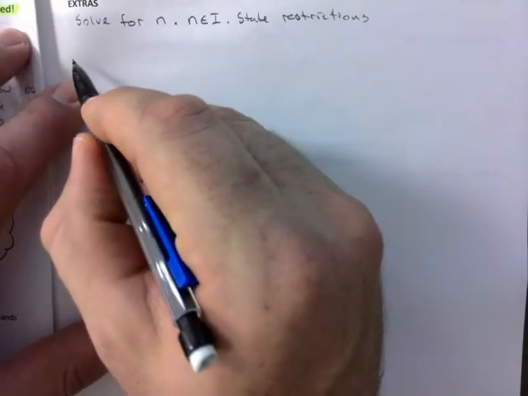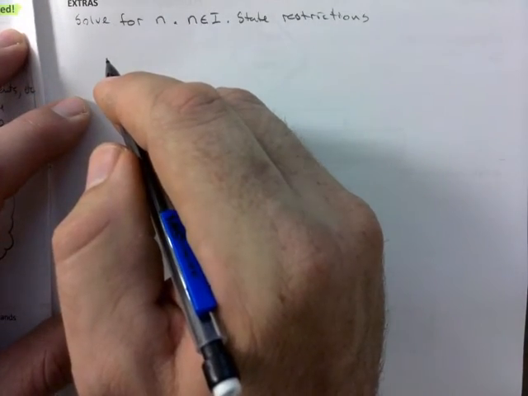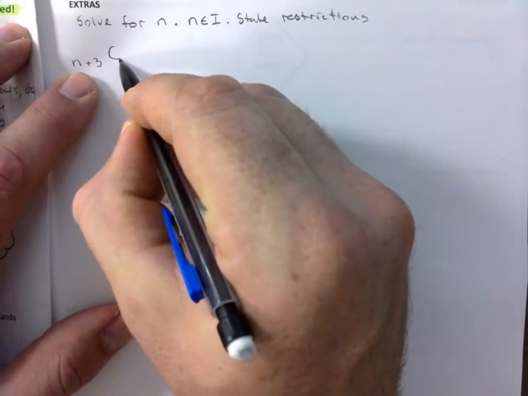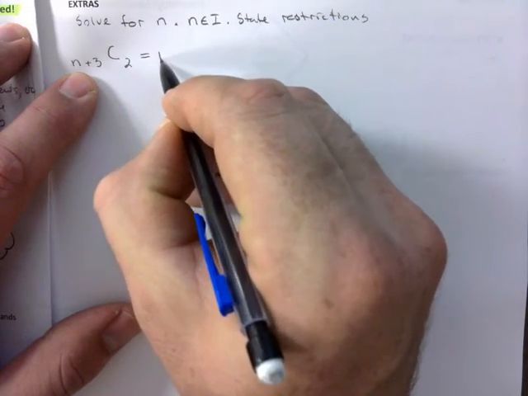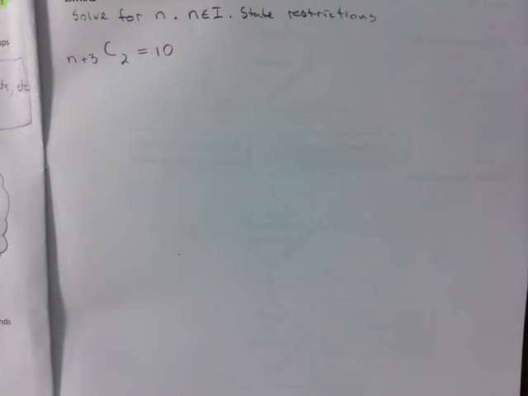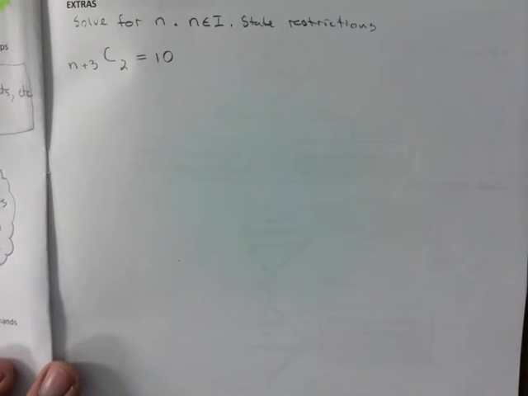So let's try this one here. N plus 3 combination 2 is equal to 10. Let me just cut out a piece of loose leaf or something. Maybe not. Can you give that one a try? How would you even set this up?